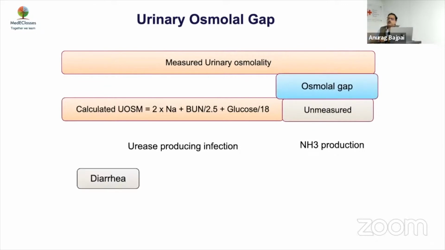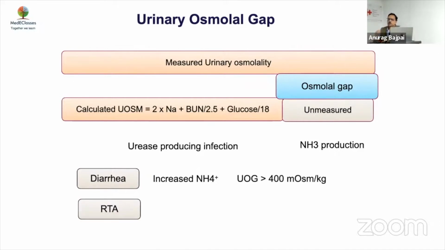Now, what will happen in diarrhea to urinary osmolar gap? Because your ammonium production is more, if you have an increased amount, you will have a diarrhea-like picture. It will be more than 400. What will happen in RTA, Dr. Manoj? Because ammonium production is defective, it will decrease to 1.4. So it will be on the lower side.